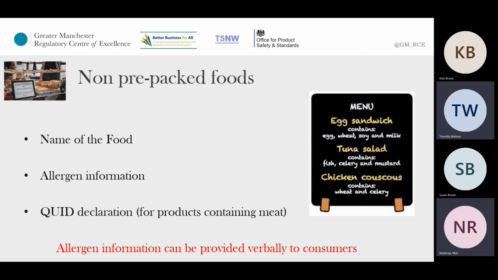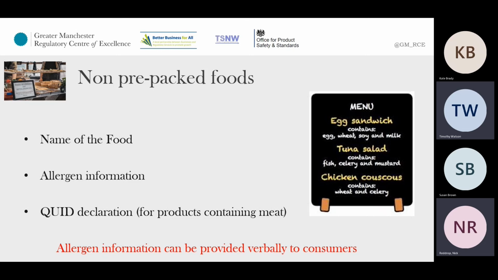But note that the indication of quantity requirement for meat products doesn't apply to food sold to the final consumer at a catering establishment. So like, for example, food sold in a cafe or restaurant. With regards to the name of the food and the QID declaration for meat products, this must be provided to consumers one of two ways, either on a label attached to the food or on a notice, ticket or label that's clearly visible to the customer.